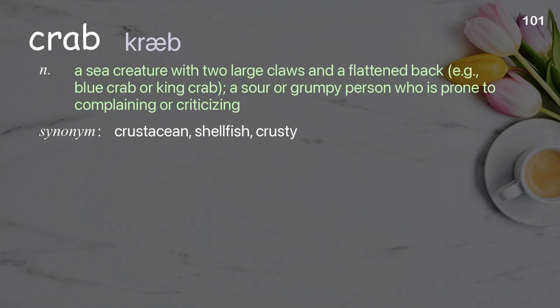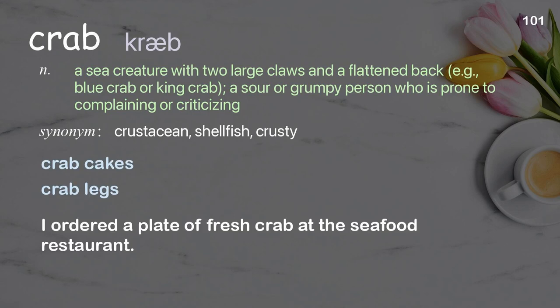Crab: a sea creature with two large claws and a flattened back. Example: blue crab or king crab; a sour or grumpy person who is prone to complaining or criticizing. Examples: crab cakes, crab legs. I ordered a plate of fresh crab at the seafood restaurant.